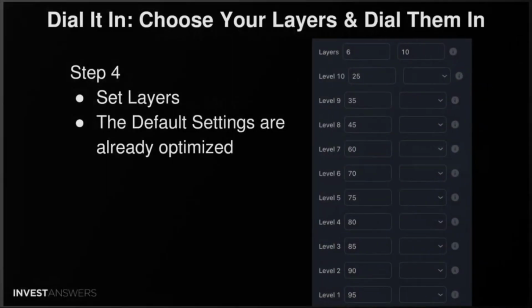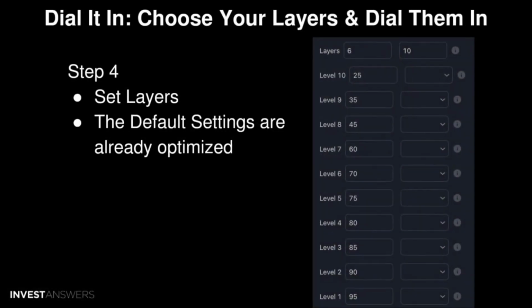And then step four, the final step, is you set your layers. Again, the defaults are optimized, but you want to pick how many layers you want. Do you want to go with layer 6 through 10, or layer 5 through 10, or layer 3 through 8? You can pick exactly what you want when you want it. So let's look at two examples.